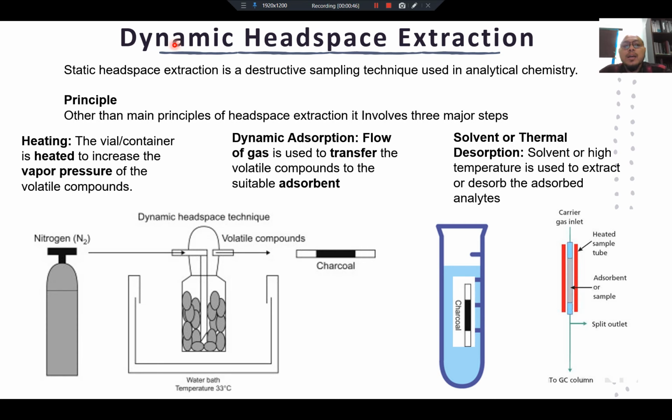So here you have three main principles. The first is the heating process, which of course you have learned about. You heat them to volatilize your analytes, and then you do the dynamic absorption. Basically you blow nitrogen gas into this chamber or vial, and it will carry the analyte of interest, which you have volatilized, into a charcoal tube. The analytes are concentrated in the charcoal, and then you can do the desorption process in a solvent.